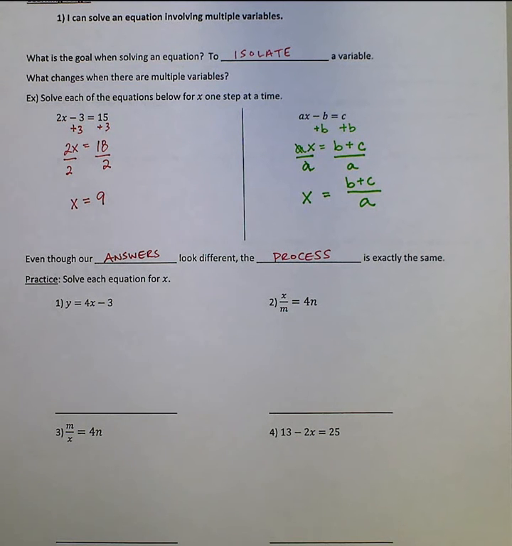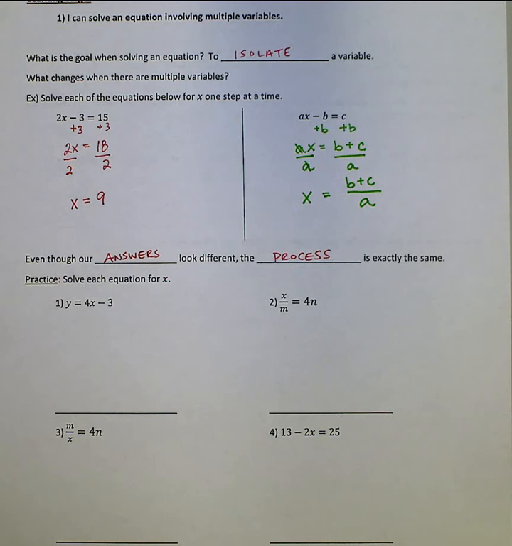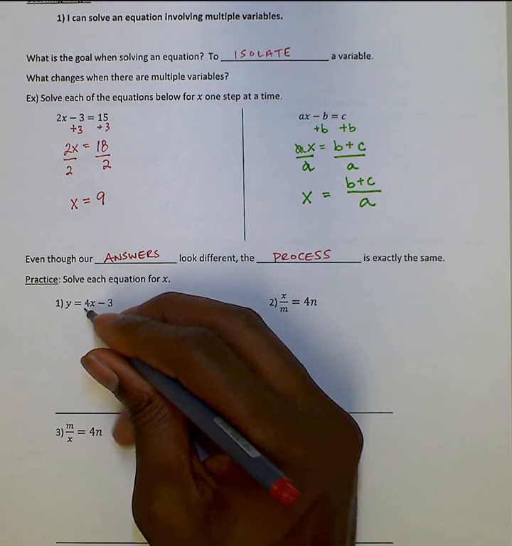So for this section, they're just saying solve for x. Each time they're saying solve for x. So for number 1, we're trying to get x by itself. What's stopping x from being by itself? Well, the 4 and the negative 3.